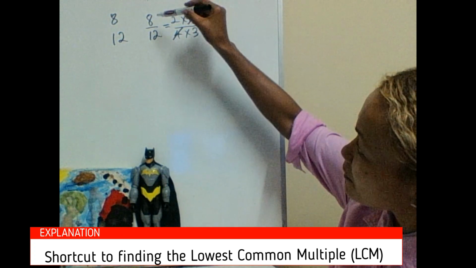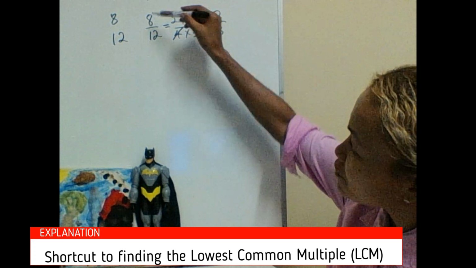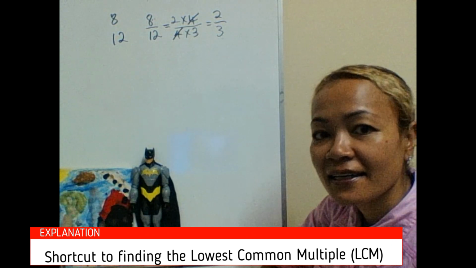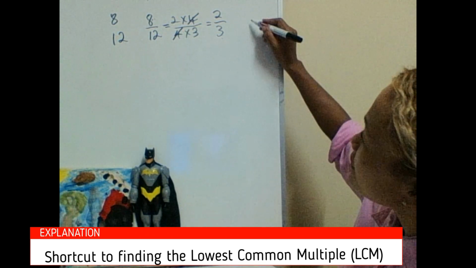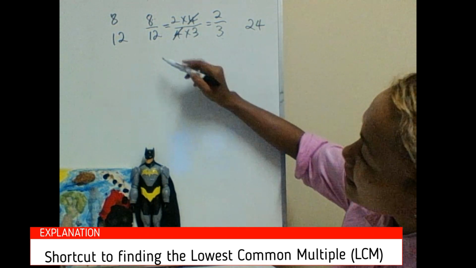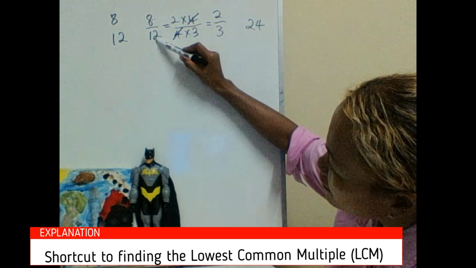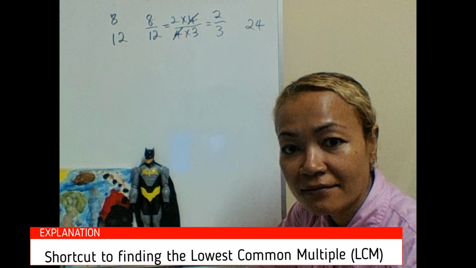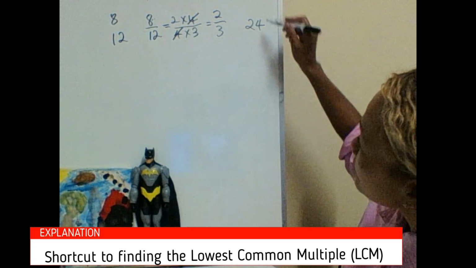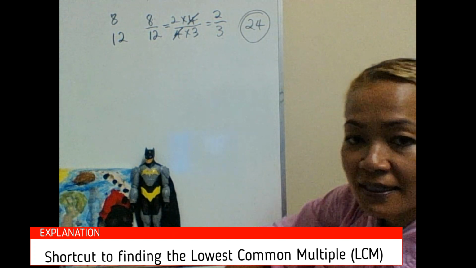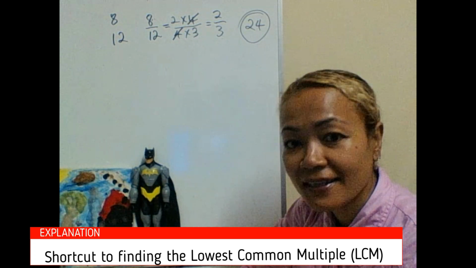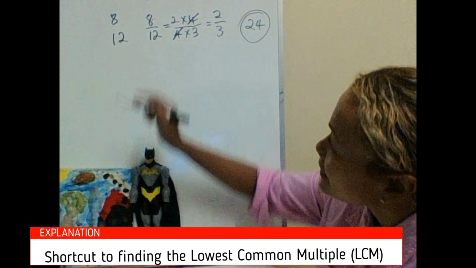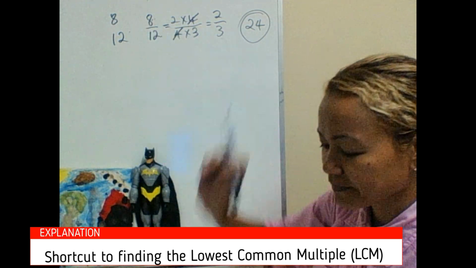Now you're going to multiply the numerator here with the denominator here. So 8 times 3, 8 threes are 24. You'll notice if you multiply the denominator here and the numerator up here, 12 times 2, what do you get? 24. You'll get this exact number. And guess what? That is the LCM. That is the least common multiple of these two numbers here.